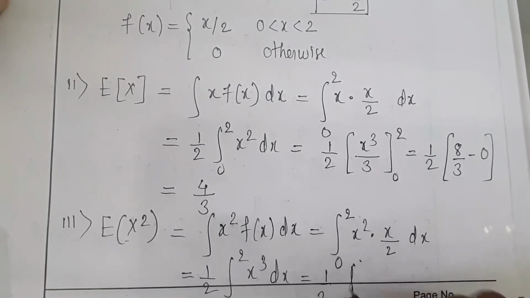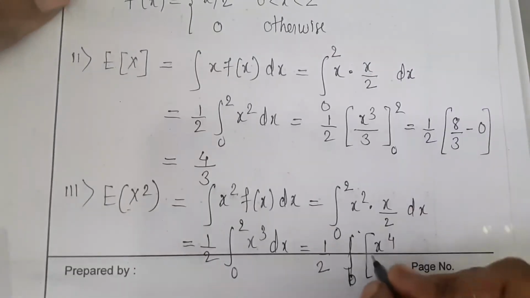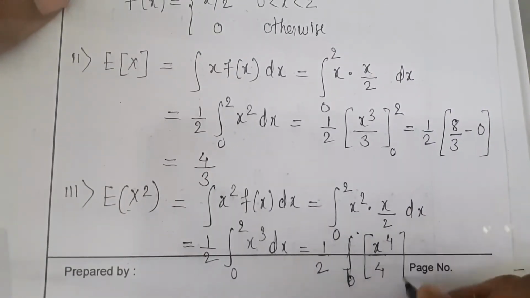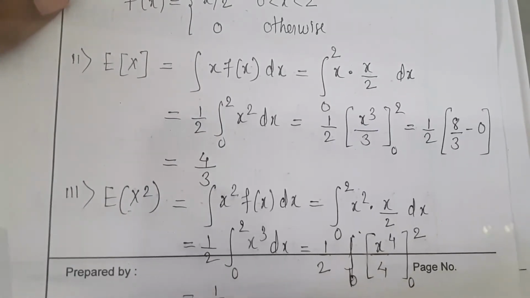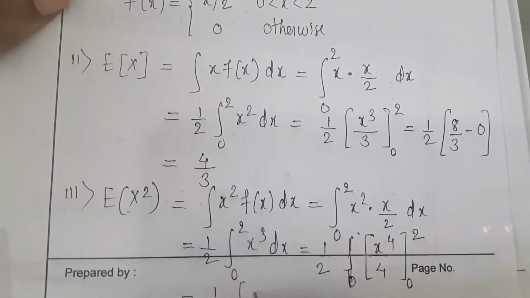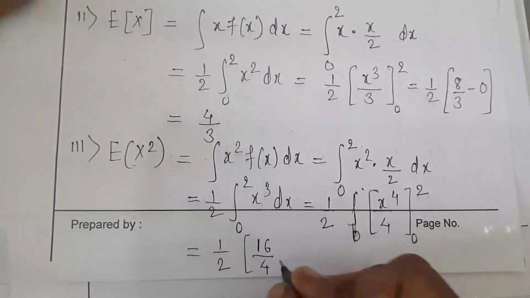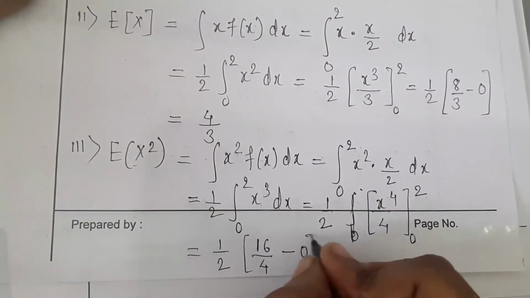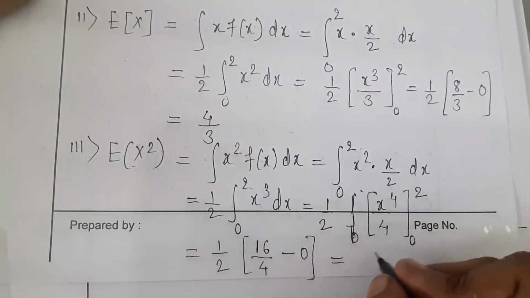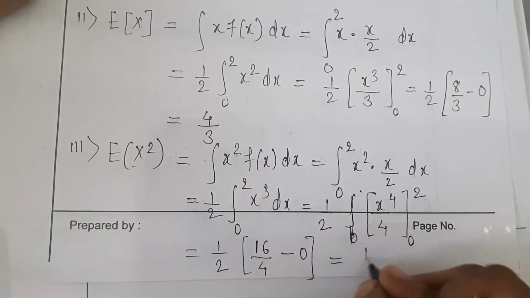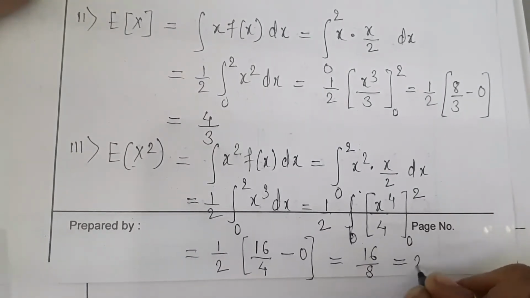Directly you can find out here integration. Integration of x cube is x to the power 4 divided by 4 over the limit 0 to 2. So this is equal to 1 by 2 times 2 to the power 4, which is 16 divided by 4, minus 0 to the power 4, it is 0. So it is equal to 16 by 4 into 2, which is 16 by 8. So it is equal to 2.